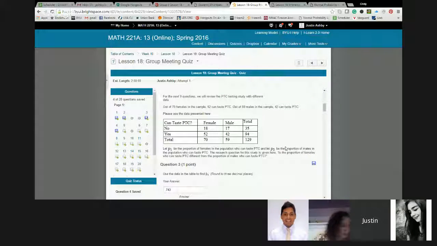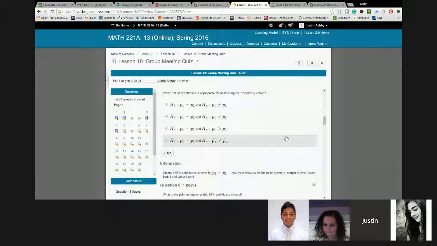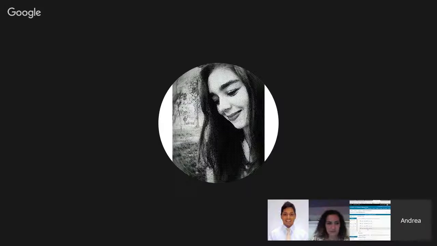Okay, what was the research question? Is the proportion of females who can taste PTC different from the proportion of males who can taste PTC? So H0 for two proportions is always P1 equals P2. Mm-hmm. And so the alternative for us will be P1 does not equal P2. Yep. Right? Yep.